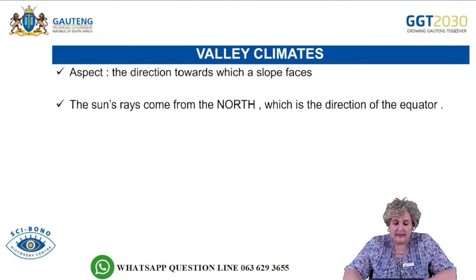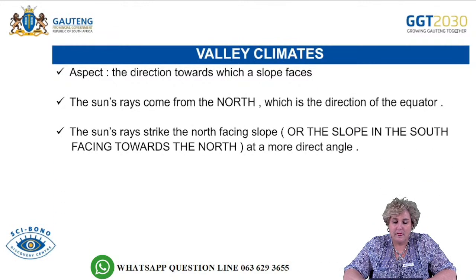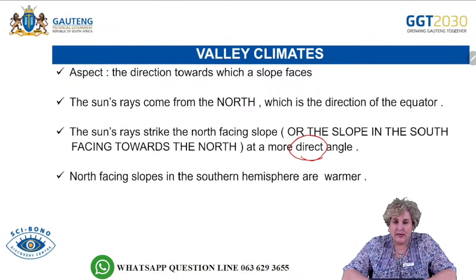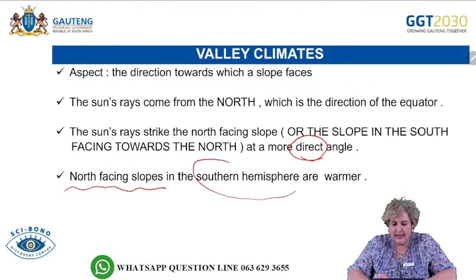The sun's rays come from the north, which is the direction of the equator. The sun's rays strike the north-facing slope, or the slope in the south facing towards the north, at a more direct angle, what we saw just now. Therefore, my north-facing slopes in the southern hemisphere are warmer.